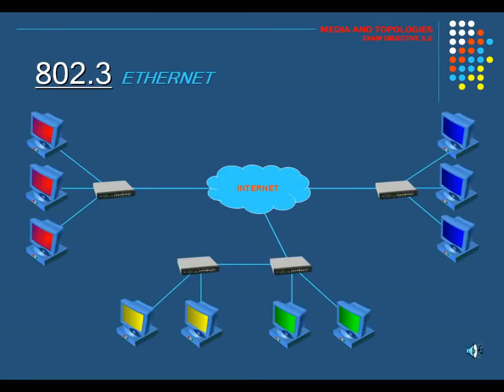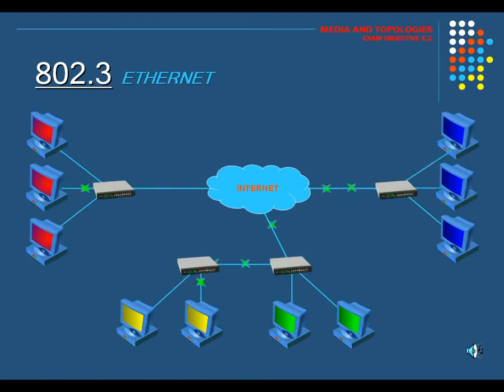802.3 is Ethernet. Now, Ethernet is by far the most common technology that is used today. In fact, Ethernet is the technology that is used on the Internet. Ethernet uses an access method called CSMA/CD, which stands for Carrier Sense Multiple Access with Collision Detection. We'll go into more detail about this later on.